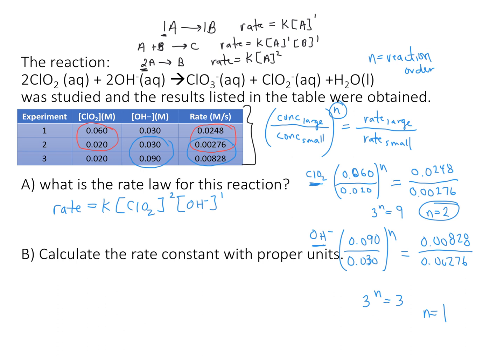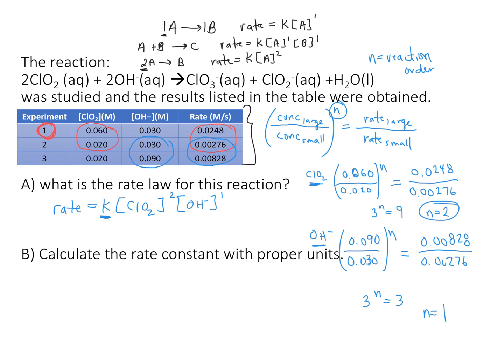The next question here, calculate the rate constant with proper units. All right, the rate constant is K. Often students think they don't have enough information to find the rate constant for a reaction, but we know the rate law. So all you need to do to find the rate constant is just pick one experiment. So let's just pick experiment 1.